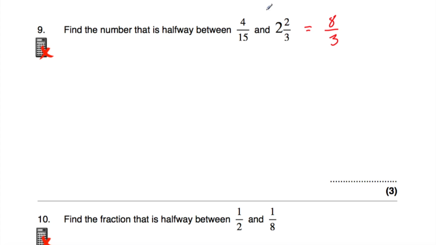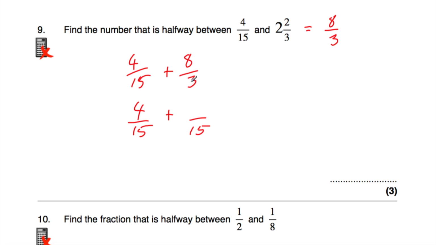Now we want to find the number that's halfway between 4/15 and 2 2/3, or 8/3. So let's add them together. So let's take our 4/15 and add 8/3. So let's find a common denominator. Well, we've got 15 and 3, so let's use 15 and 15 because the lowest common multiple of 15 and 3 would be 15. So 4/15 already has 15 on the denominator.